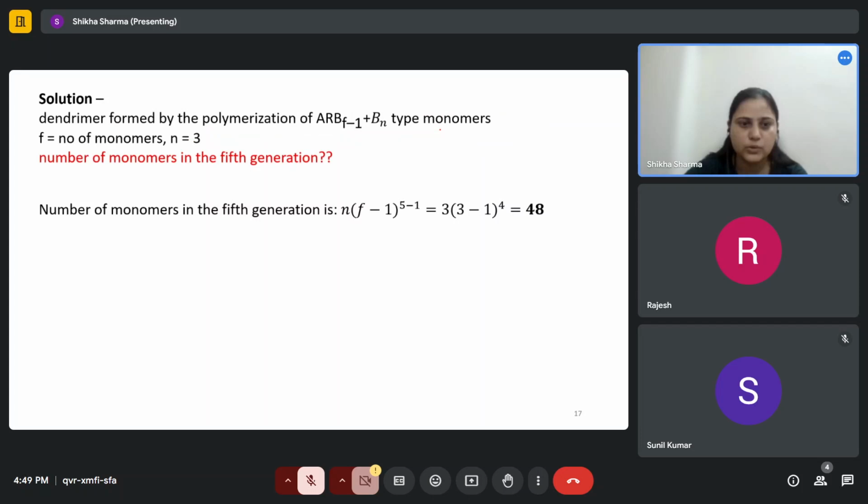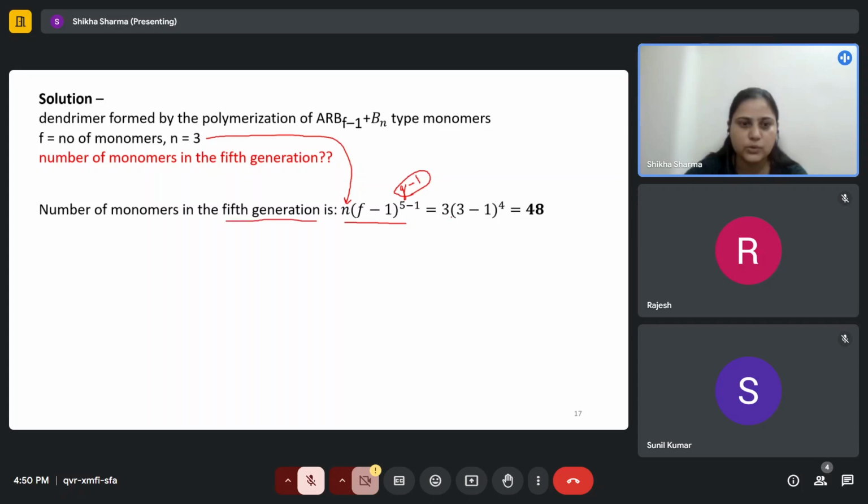Let's calculate. As we know, the number of monomers increases exponentially. So in the fifth generation it will be n times (f minus 1) to the power (g minus 1). Here n is the number of monomers, which equals 3 as given in the question, multiplied by (f minus 1), where f is 3 as given, to the power g minus 1, where g is the generation, the fifth.